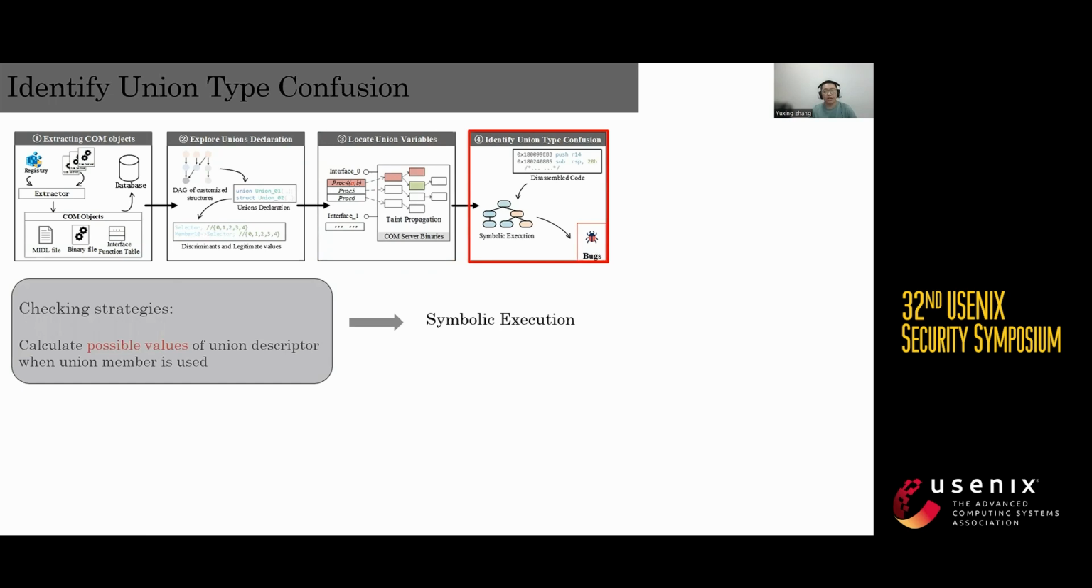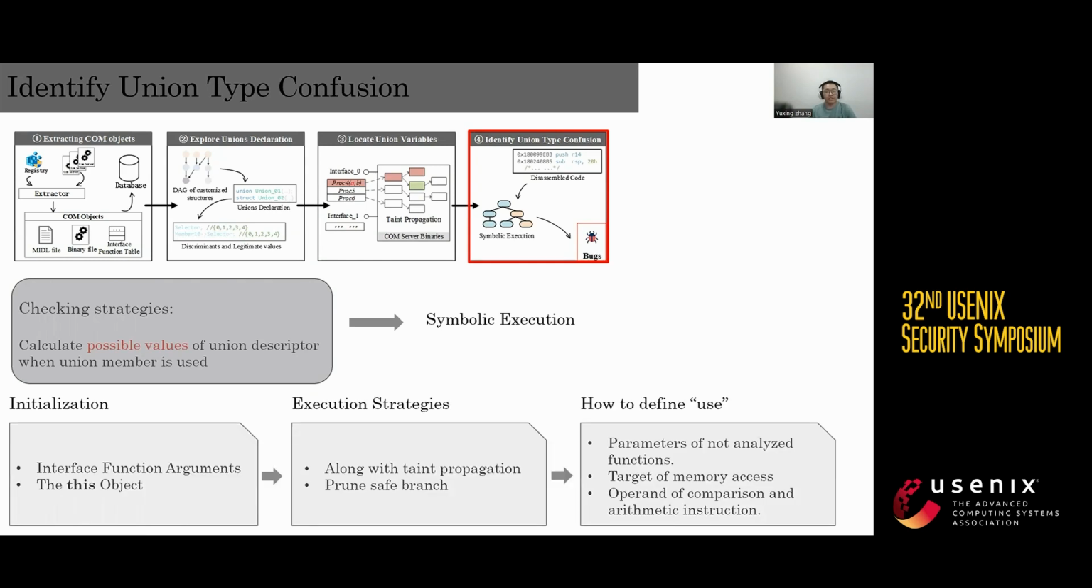Next, we introduce how to identify unit type confusions. Our checking strategy is to calculate possible values of unit descriptors when a unit member is used. If there are more than 1 possible values, we flag them as potentially vulnerable. To perform this, we deploy symbolic execution. We first initialize the parameters of the interface function based on the declaration found in the MIDL files. And for the special this object, which normally exists in C++ programs, we currently initialize it as a symbolic object with a length of 16 kilobytes.